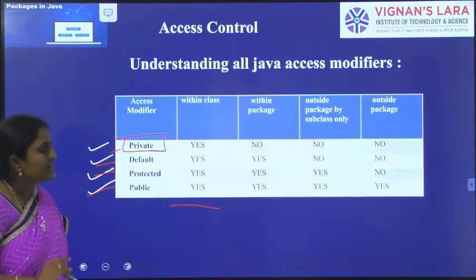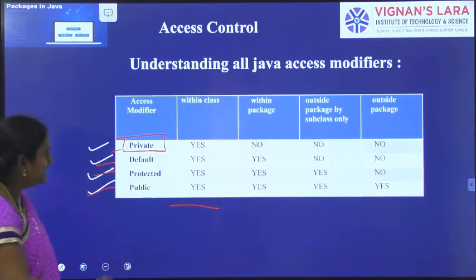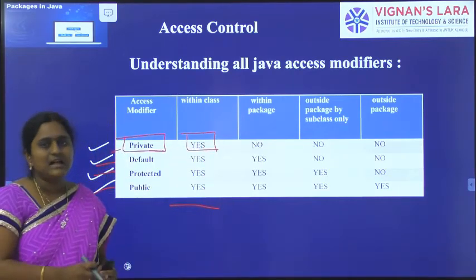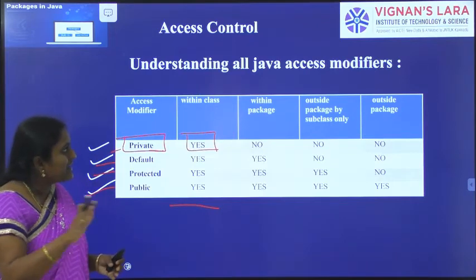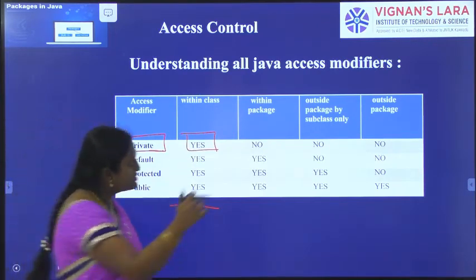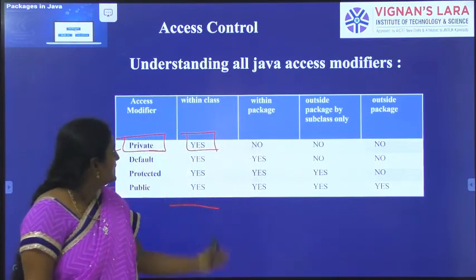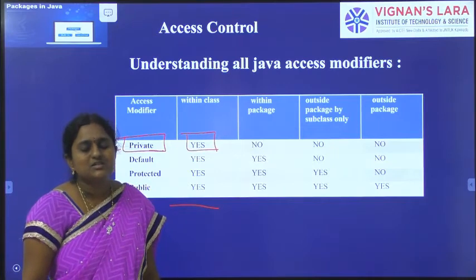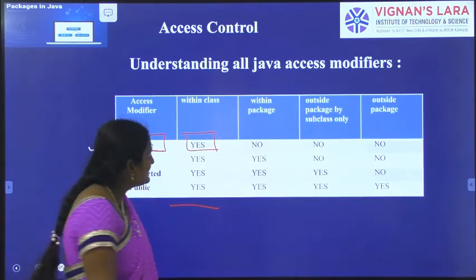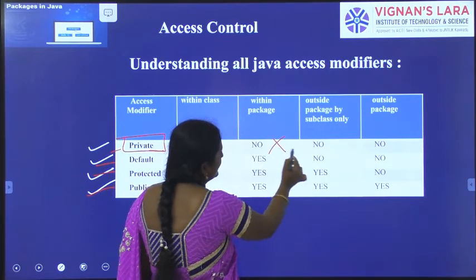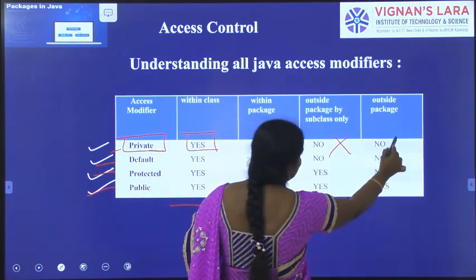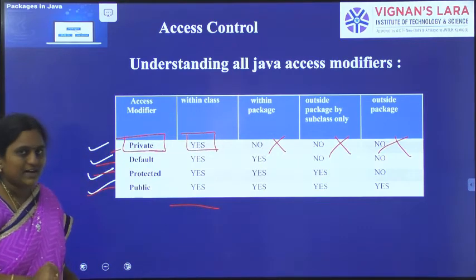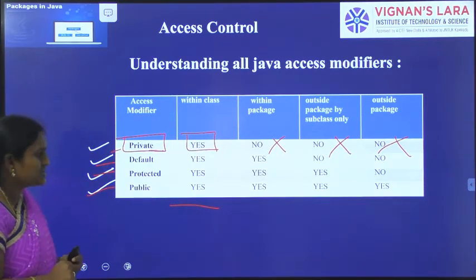Private access specifier means we can only access it within the class. Outside the class and outside the package, and outside the package by subclass, we can't access a private access modifier. Private access modifier is accessible only within the class. Within the package we can't access it, outside the package we can't access it, and outside the package by subclass we can't access it. Next, coming to the default access specifier.